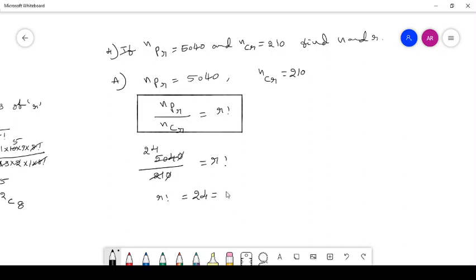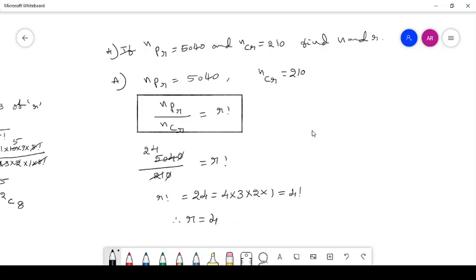24 can be written as 4 into 3 into 2 into 1. 4 threes are 12, 12 twos are 24. So this is nothing but 4 factorial. So therefore r is equal to 4. r factorial is 4 factorial. Therefore r is equal to 4.